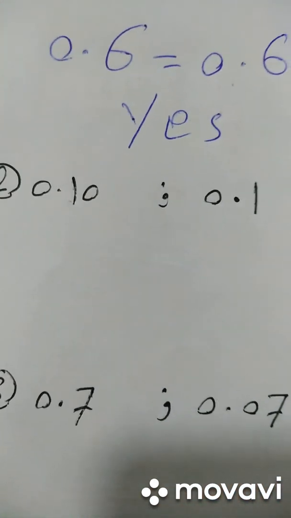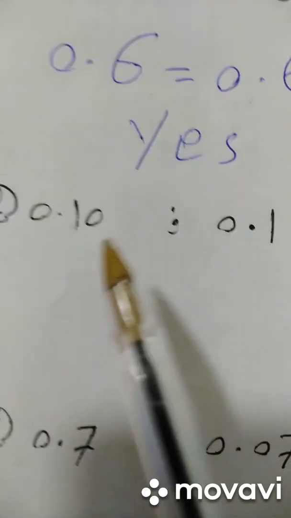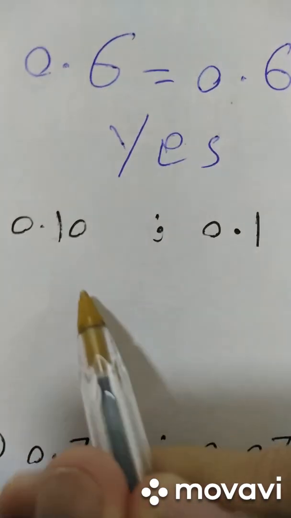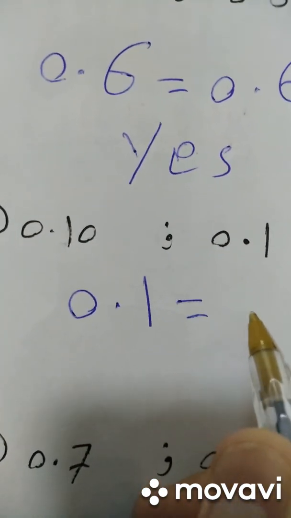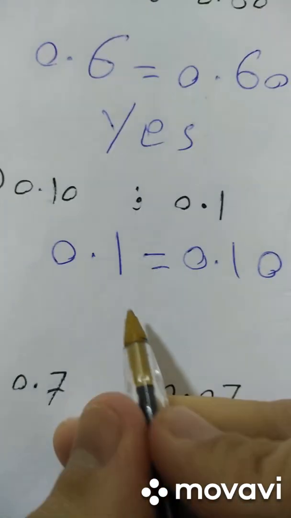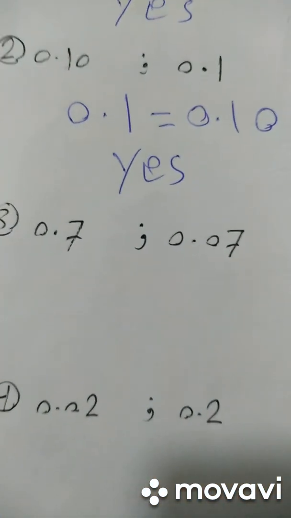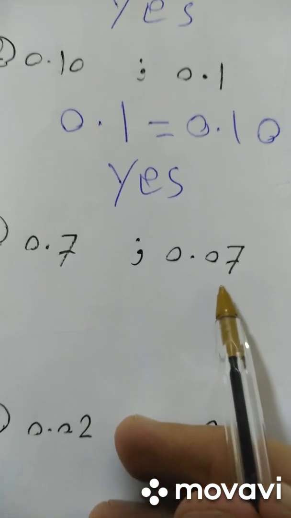Number 2. Are 10 hundredths and 1/10 equivalent? We know that 1/10 equals 10 hundredths. So they are equivalent. So yes.